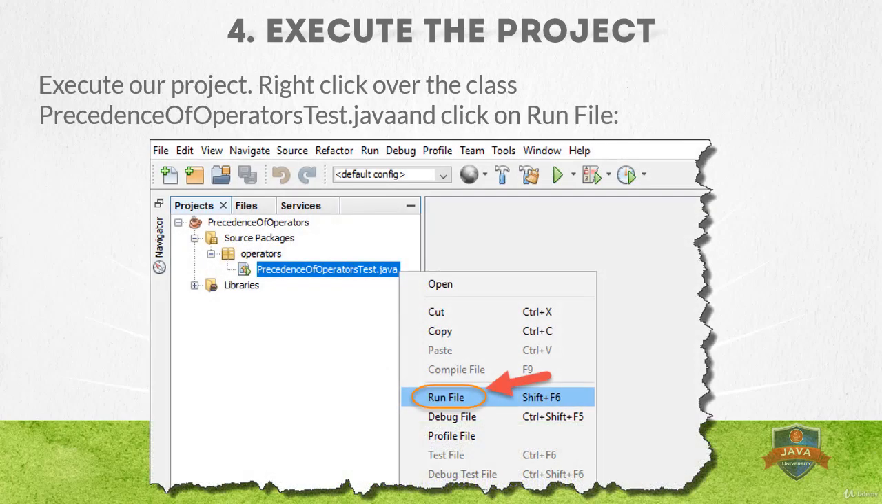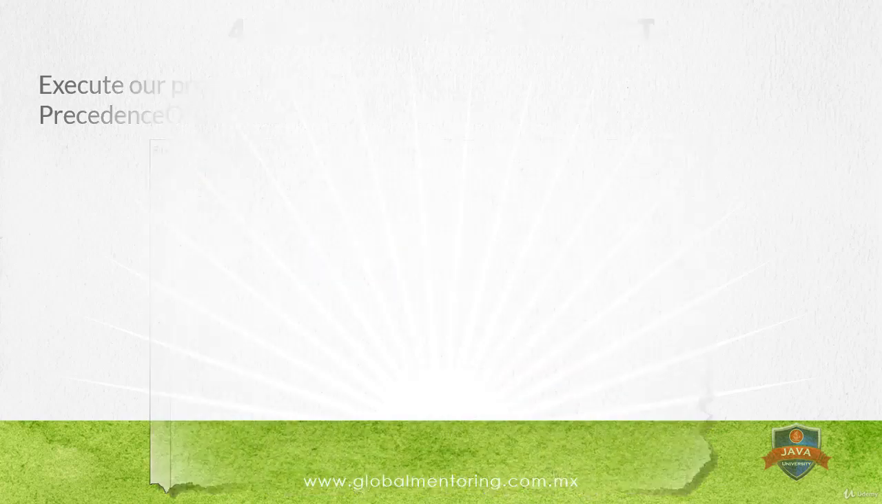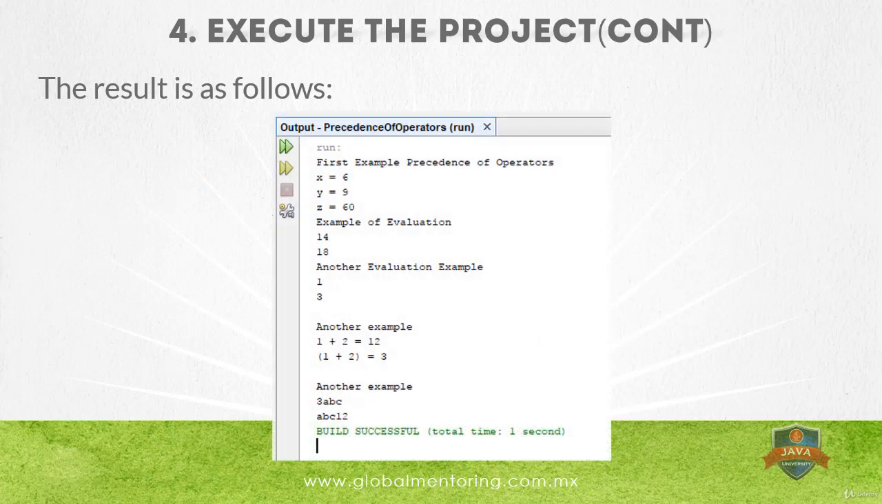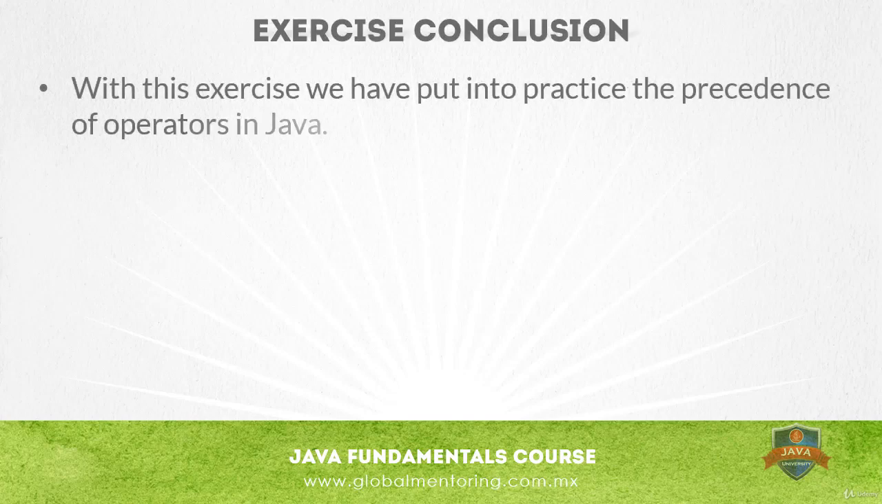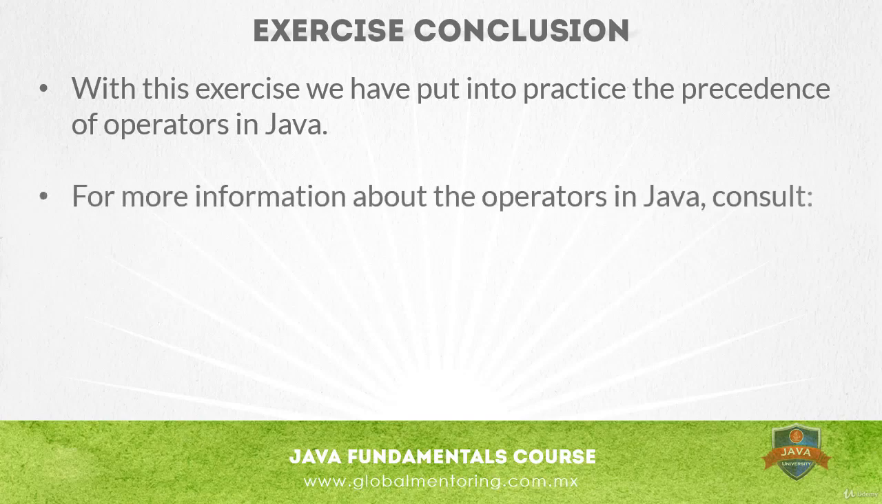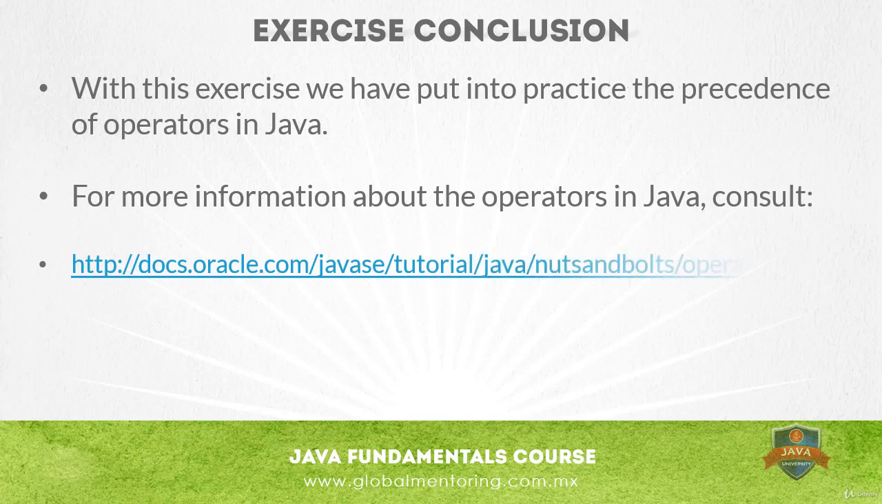As a next step, we can run this project on the class PrecedenceOfOperatorsTest.java: right-click and run file. And this is the result. This is the same result as we have examined, but the recommendation is that you check every result again, so you are sure that you are understanding the precedence of operators in Java. With this exercise, we have put into practice the precedence of operators in Java. For more information about operators in Java, you can use the following link.